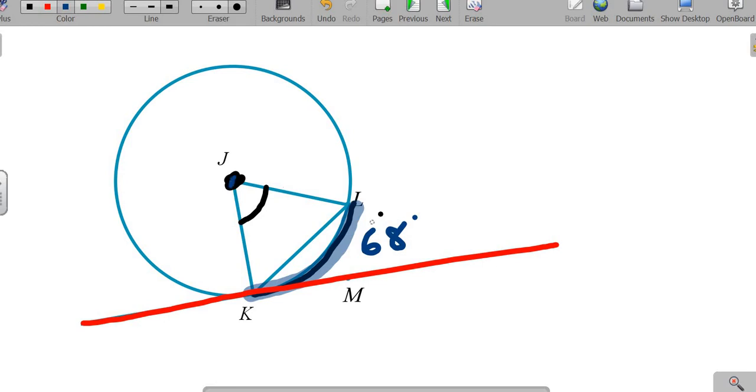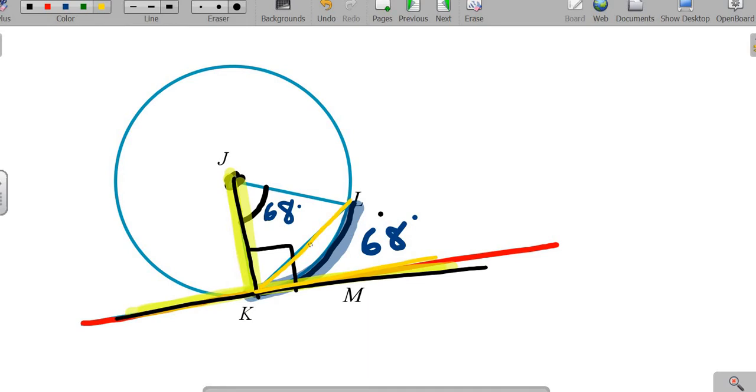So if J is the center, measure of a central angle to its arc is the same. So that's that. We also have, if tangent to a radius, right angle at the edge. So right here, this is a tangent and a radius. That's going to be 90 degrees. And this is a tangent chord, so that's going to be half of the 68, and that's going to be 34.